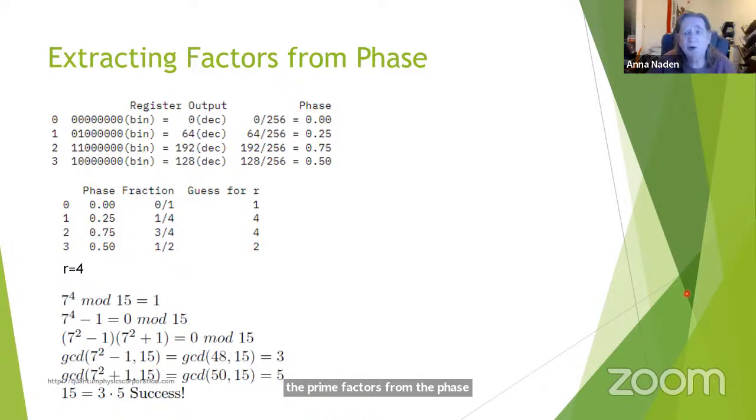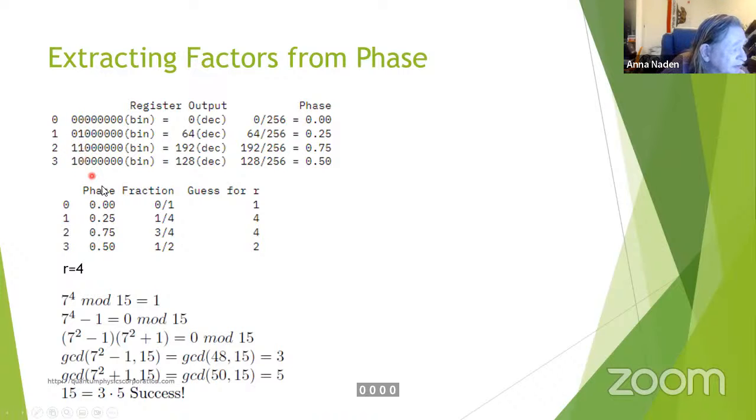Now, a quantum computer doesn't just give you one answer. It gives you a set of answers, each one with its own probability. And in this case, we got 4 answers: 0, 0, 0, 1, 0, 1, 1, 0, and 1, 0, 0.